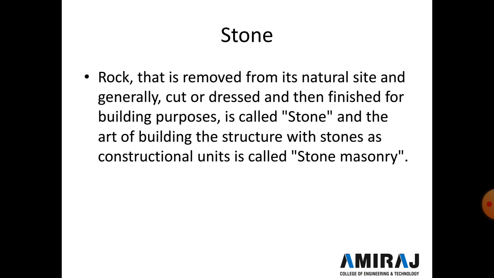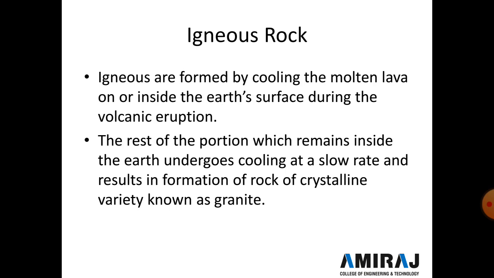Now the next material is stone masonry. The rock that is removed from nature at the site and generally cut or dressed and then finished for building purposes is known as stone. And the art of building a structure with stone as the constructional unit is known as stone masonry. Here there are different types of stone available. So one by one we discuss.